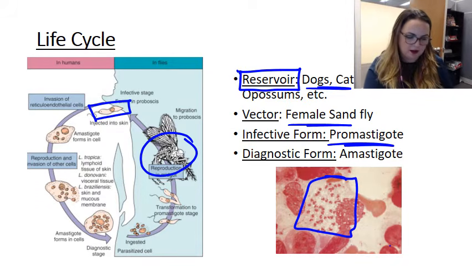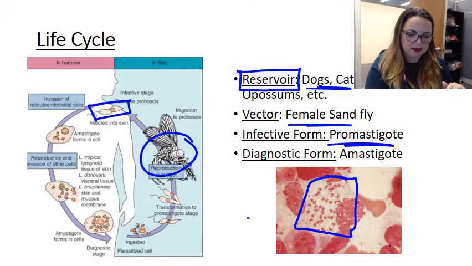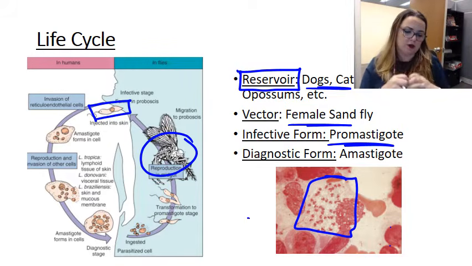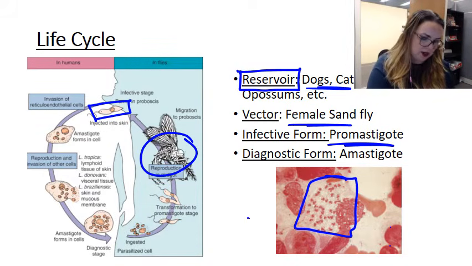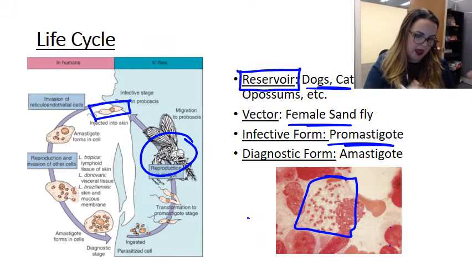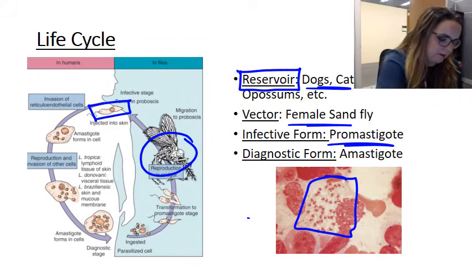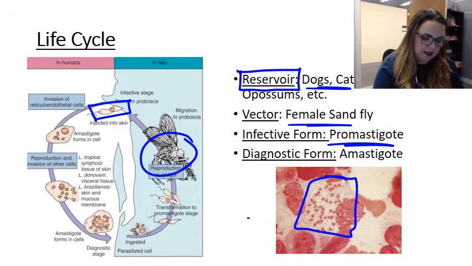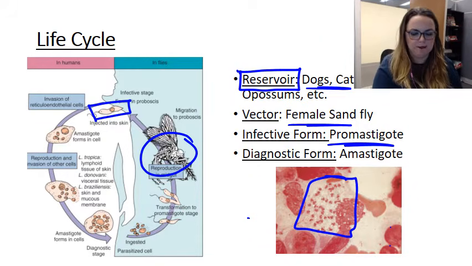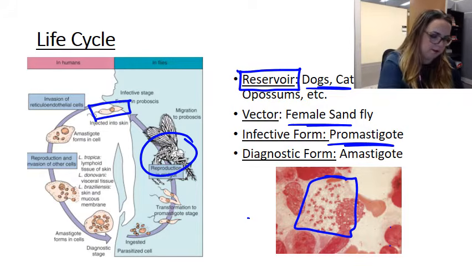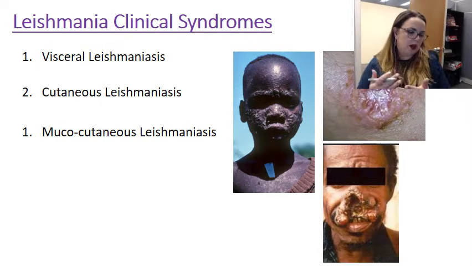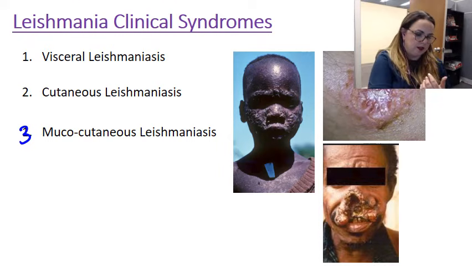So it's very clear. And then eventually, if this macrophage got too full of amastigotes, it would rupture, and that would release the parasites, and then they could be picked up and ingested, and then the cycle would go on. And this can be seen pretty easily pathologically, as I'm showing here on this slide. All right, so we've got three clinical syndromes here.